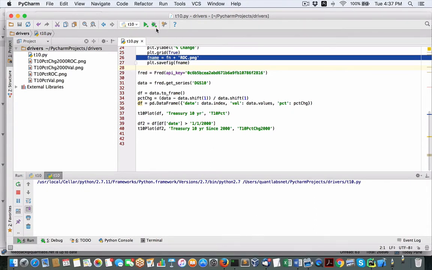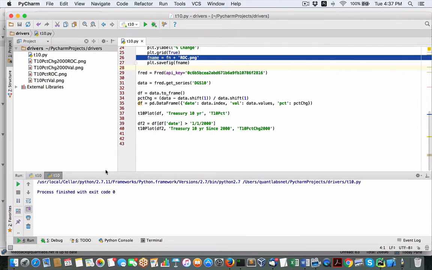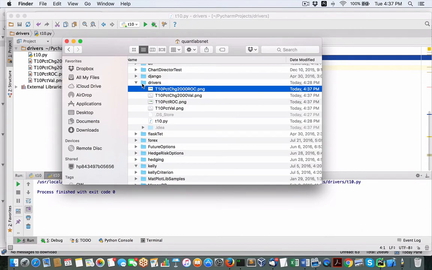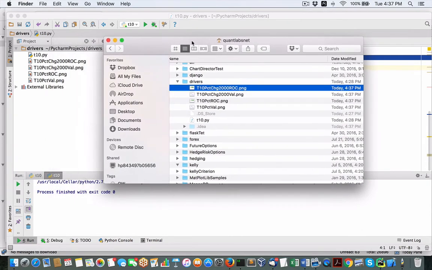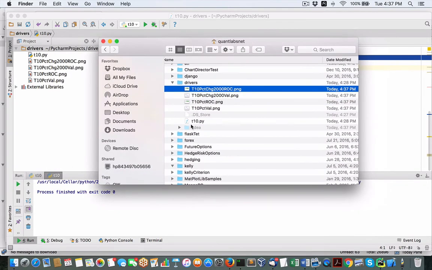We get this little green circle. You can see how fast it is. Now it's done. If we go into the folder where this exists, what we're essentially doing is this script is downloading the Treasury 10-year data from FRED, the St. Louis part of the Fed, and they provide data.